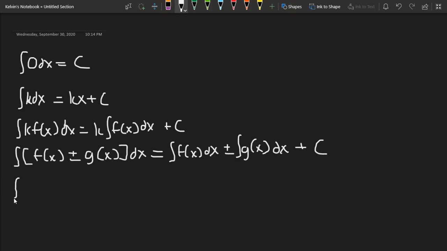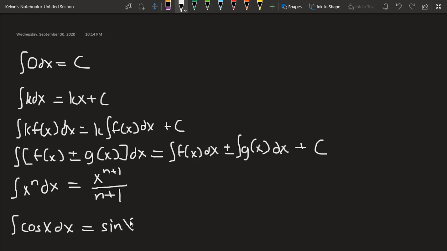And for another one, we have the integral of x to the n, so the exponent n, with respect to x is equal to x to the n plus 1 over n plus 1. And then we have the integral of cosine of x with respect to x is equal to sine of x. We have the integral of sine of x with respect to x is equal to negative cosine of x plus c. Don't forget your plus c's.